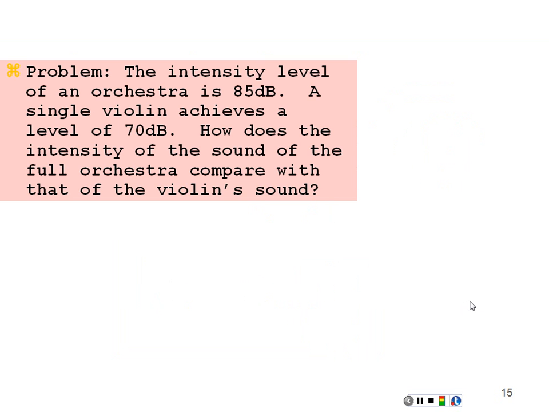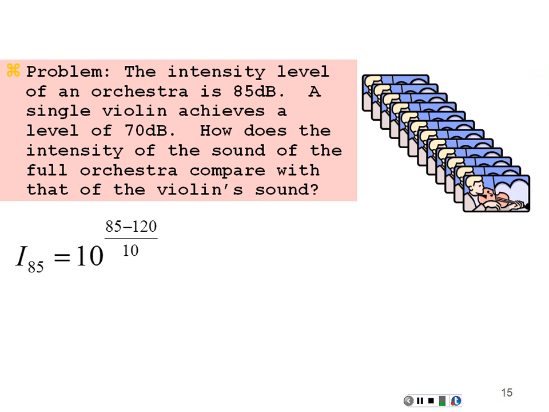Let's try one more example. The intensity level of an orchestra is 85 decibels. A single violin achieves a level of 70 decibels. How does the intensity of the sound of the full orchestra compare with that of the violin sound? Well, we can convert back for the full orchestra and would say that the intensity at 85 decibels is 10 to the (85 minus 120) over 10. That's going to be 10 to the minus 3.5 watts per meter squared.